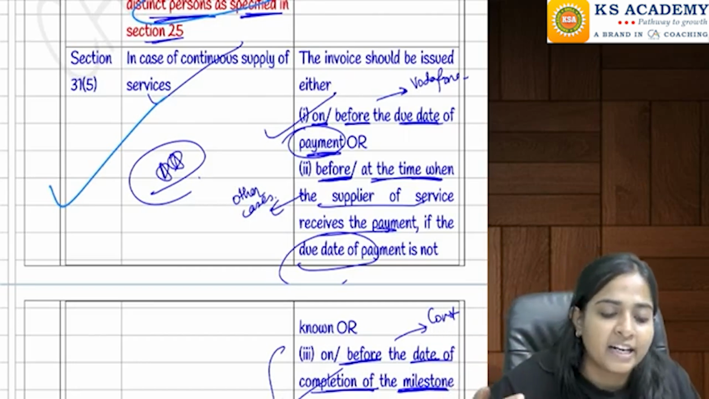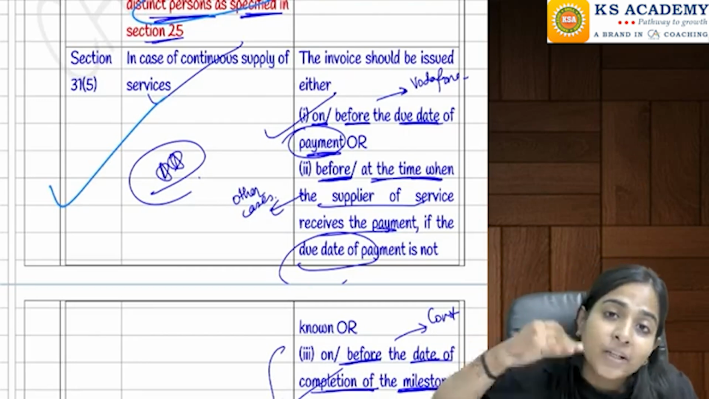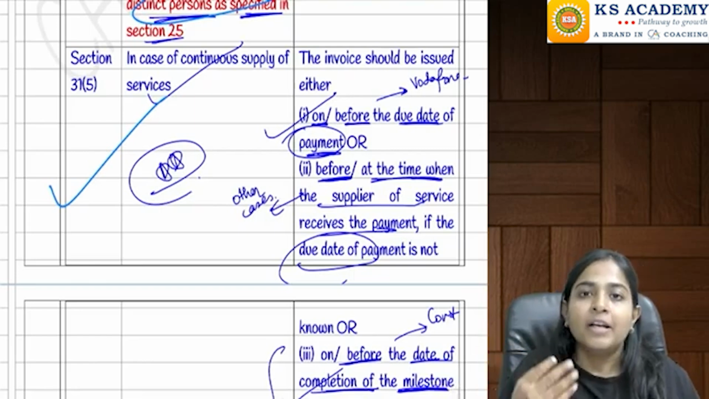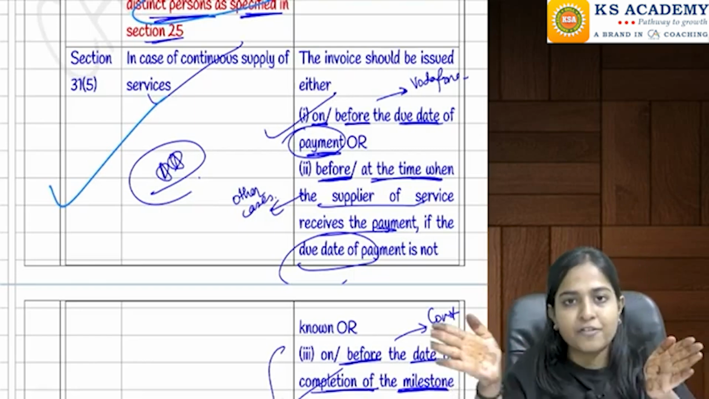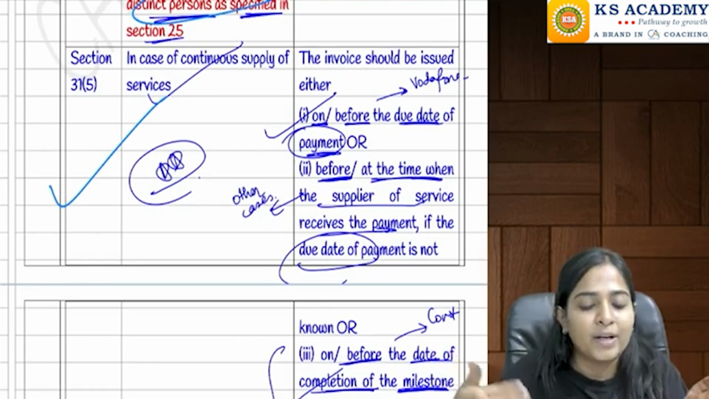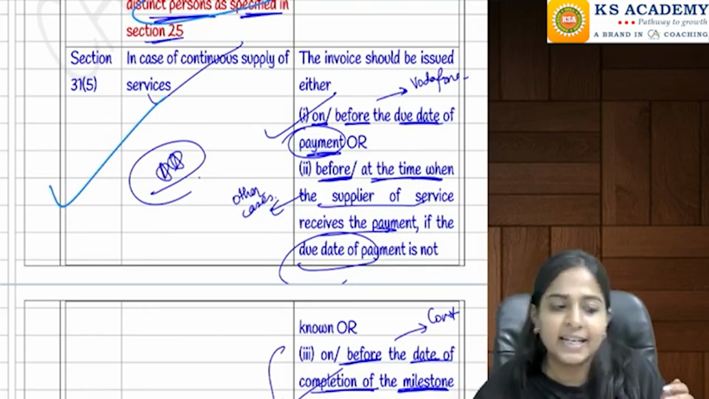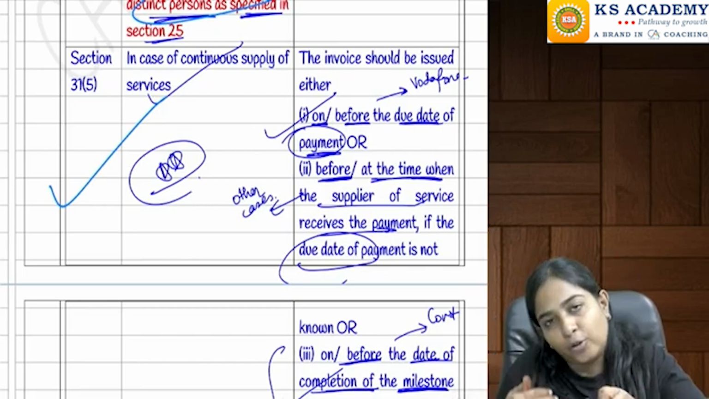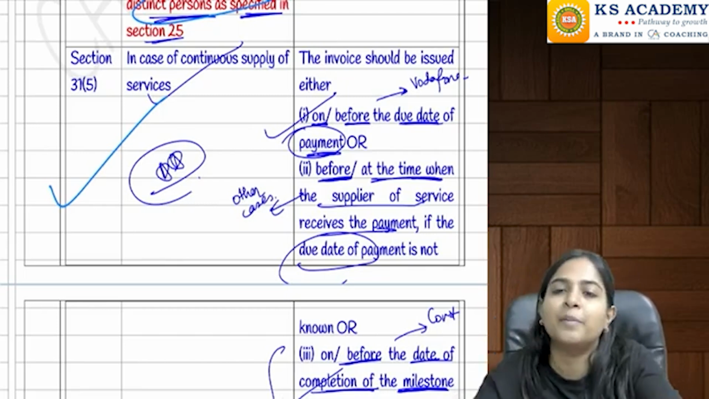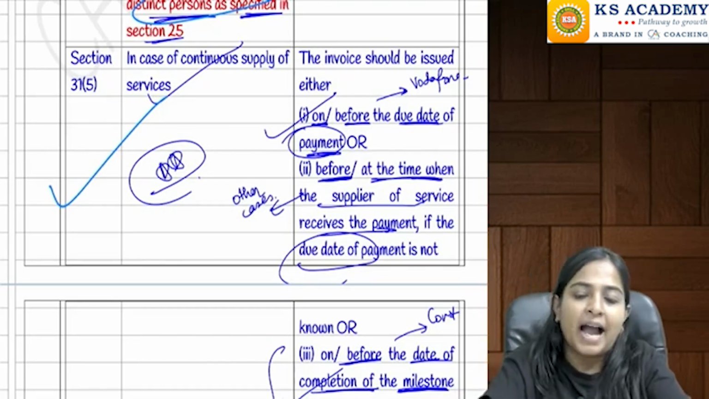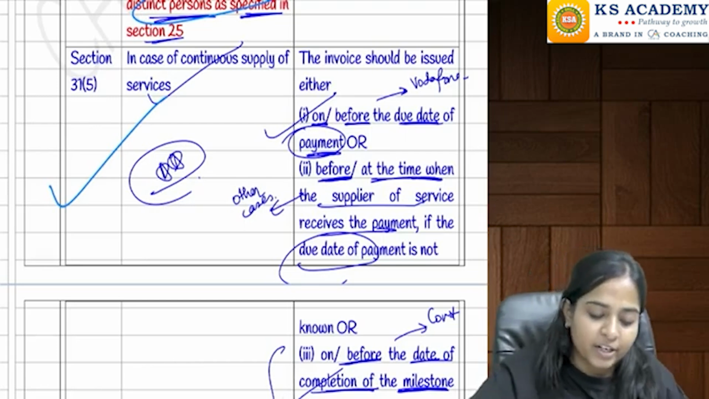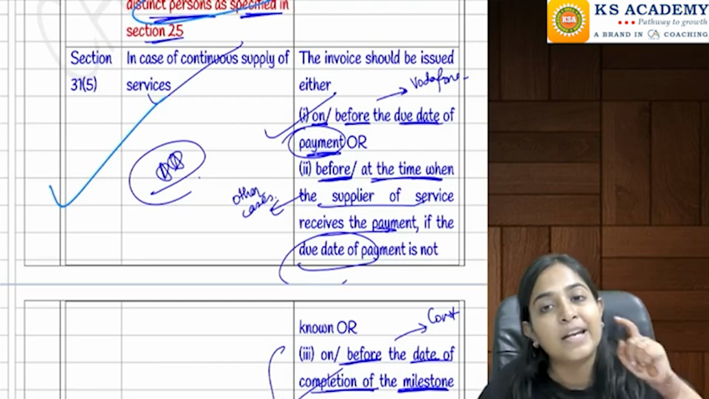On a recurring basis for a period of more than 3 months, where the time of service that I'm going to provide you is more than 3 months with periodic payments. That is, I'm going to provide you some service, then you will make me the payment. I will provide you the service, you will make me the payment, and so on. Are you clear with this? Now in case of continuous supply of service, what is the time period for issuing the invoice?